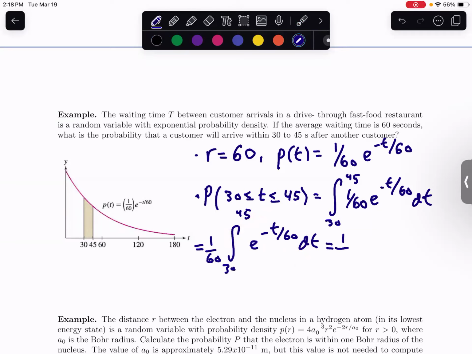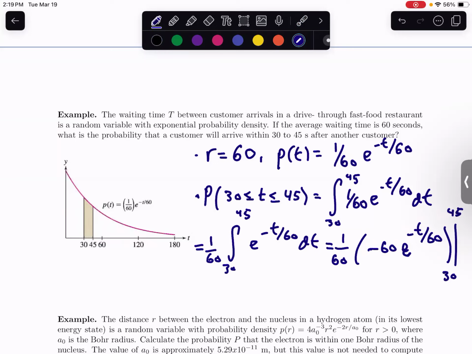So this is 1 over 60. The antiderivative ends up being equal to minus 60 times e to the minus t over 60. If you took the derivative of this, you would get a minus 1 over 60 that comes out in front, which would then cancel out with the minus 60. So it works out as you would want it to. And then we evaluate from 30 to 45.